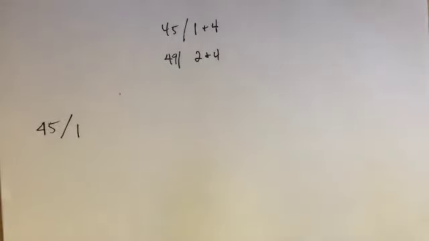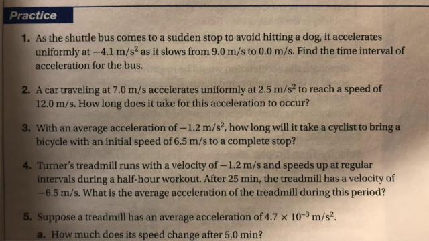All right, so page 45, number 1, it says, as the shuttle bus comes to a sudden stop to avoid hitting a dog, it accelerates uniformly at negative 4.1 meters per second squared as it slows from 9.0 meters per second to 0.0 meters per second. Find the time interval of the acceleration for the bus. So what do I know?